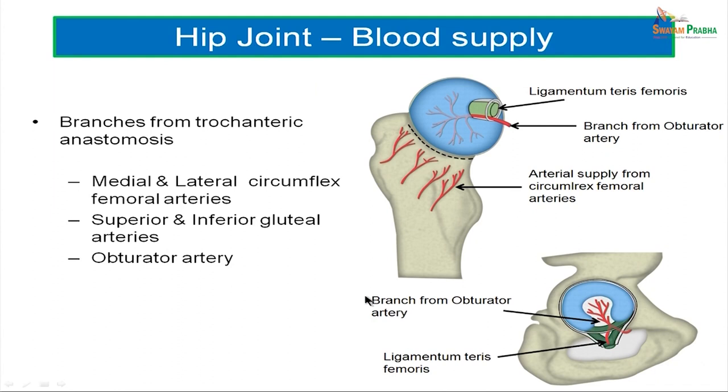This is another picture showing the circumflex femoral arteries. The majority of the blood from the circumflex femoral comes from the medial circumflex femoral artery, and this is the branch from the obturator artery running along with the ligament of the head of the femur. This is a picture showing the branch from the obturator artery, which is providing blood to the head of the femur.